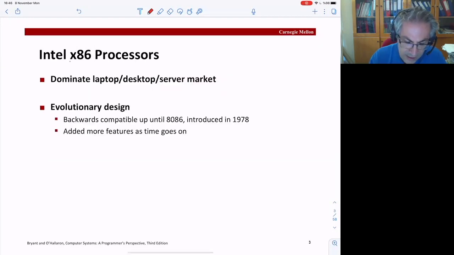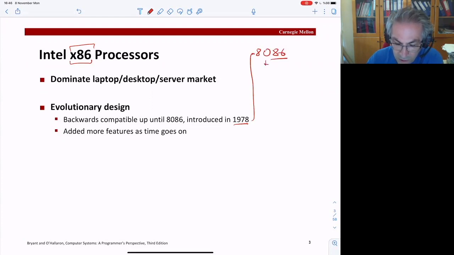Intel has a line of processors which we call x86. It's because in 1978 the first processor that Intel produced was the 8086. Then they moved on and produced other processors like the 80286, 80386, and so on. But this 86 meant that all the processors were backward compatible.